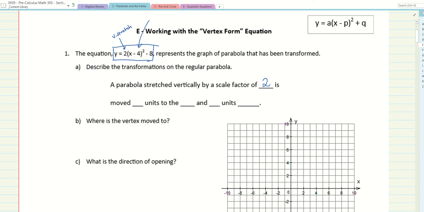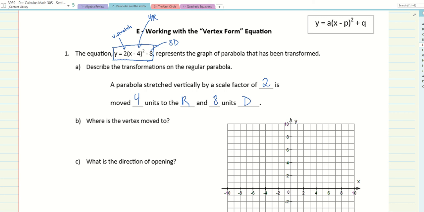Now, if you remember, the number that's being subtracted from x is kind of like the new x location of the vertex. So another way of thinking of that, it's kind of like opposite, right? So we've been moving 4 units since we're subtracting. It's actually moving to the right. So 4 units to the right. And this is 8 down. Okay, so that's a big thing to get.